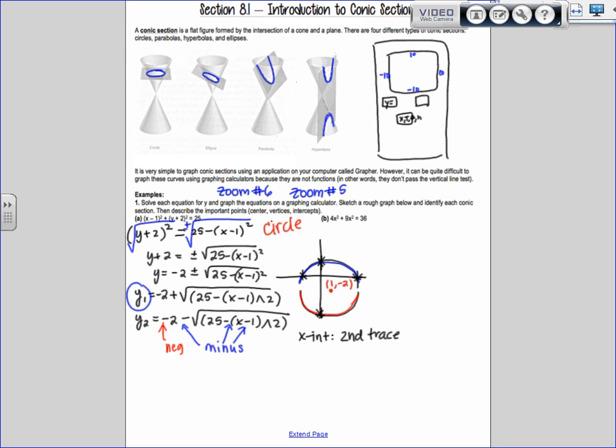And another word for an x-intercept is 0, right? The really old calculators say root. The newer ones say 0. So we're going to do that. Second trace, number 2. Okay, so we're going to select number 2. And then along the bottom, it says left bound question mark.